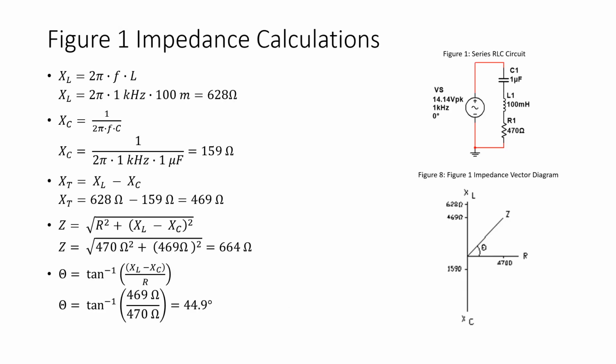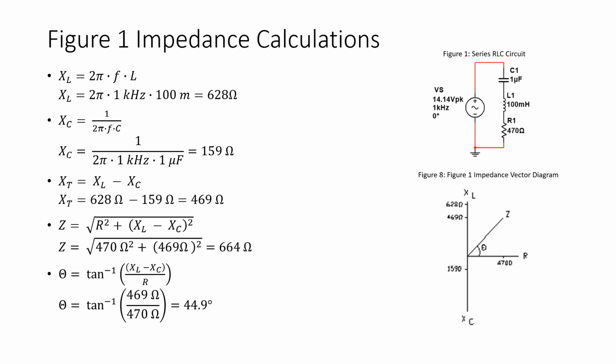Now let's look at the analysis of a series RLC circuit. So for the circuit of figure 1, we have a source voltage of 14.14 volts peak at a frequency of 1 kilohertz. And this source is connected to the series combination of a 1 microfarad capacitor, a 100 millihenry inductor, and a 470 ohm resistor. And the first step is to calculate inductive reactance and capacitive reactance.